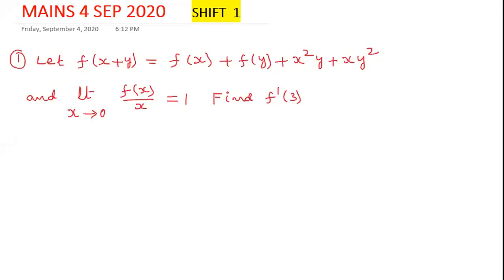Now, today I am going to discuss the JEE Mains 4th September 2020 Shift 1 questions.